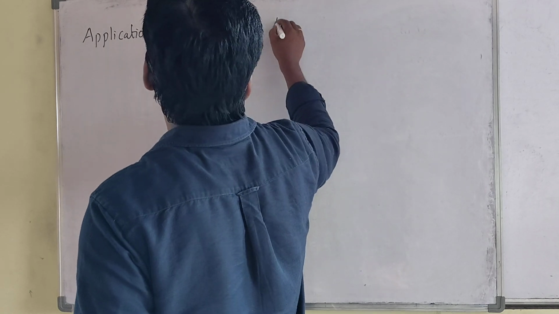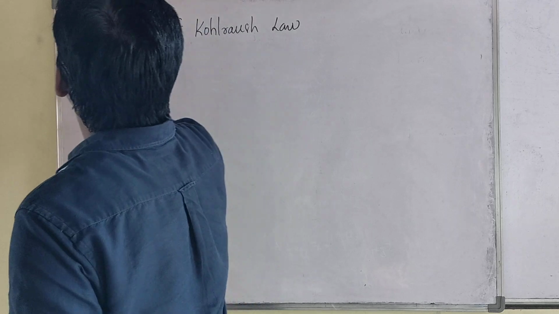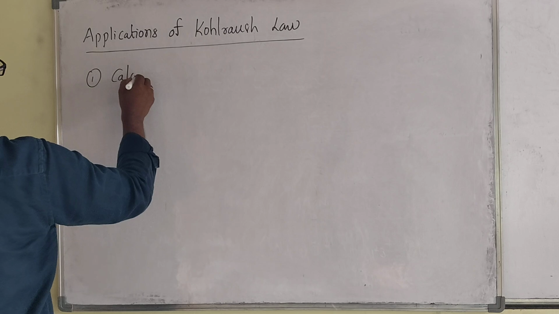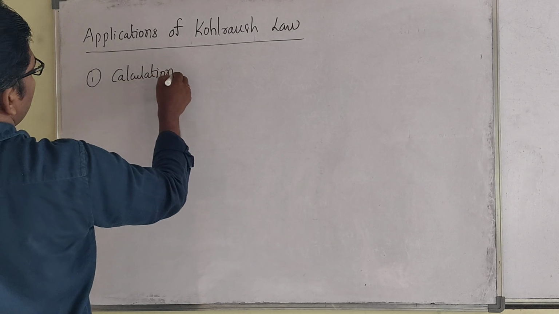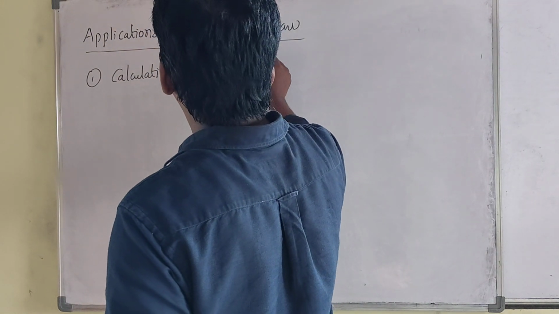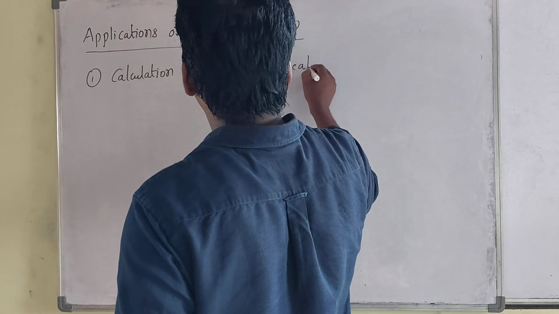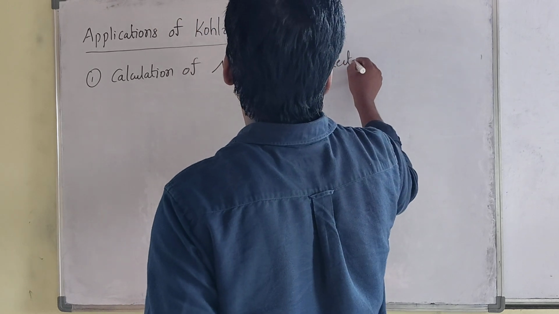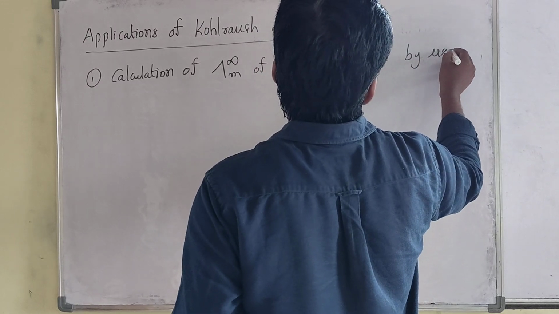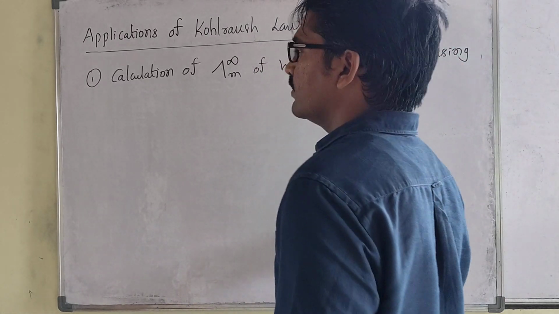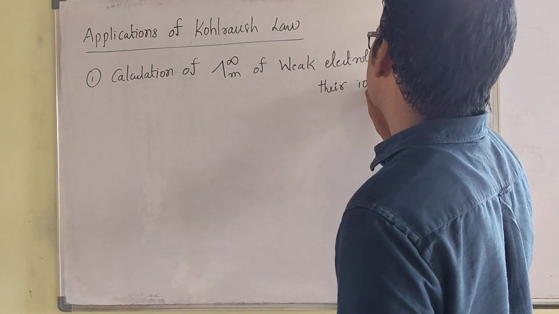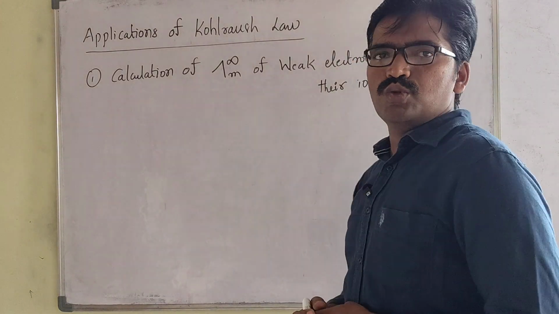Kohlrausch law. Sir, what are those applications? First one, calculation of limiting molar conductivity of weak electrolyte by using their ions. We can find it out using the ions.